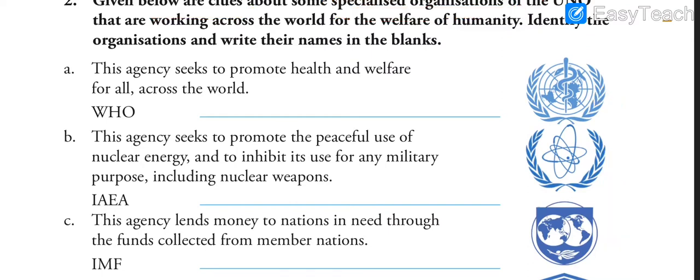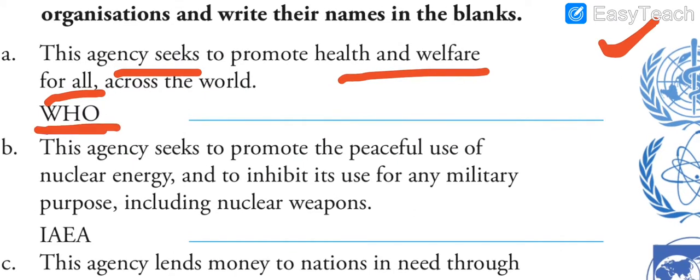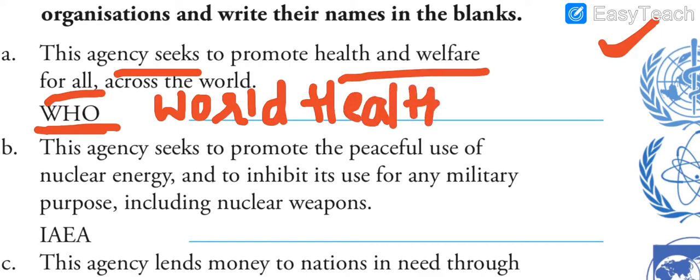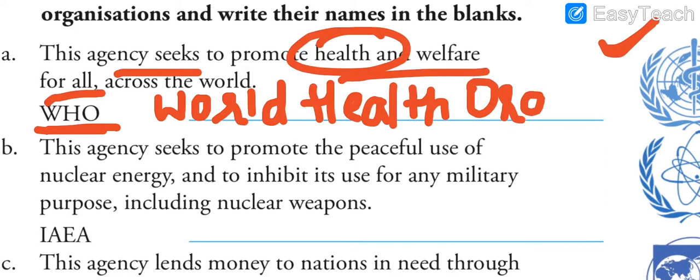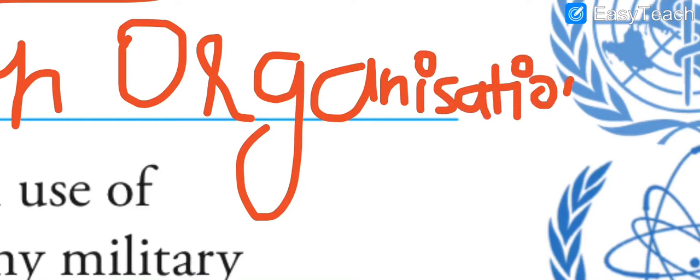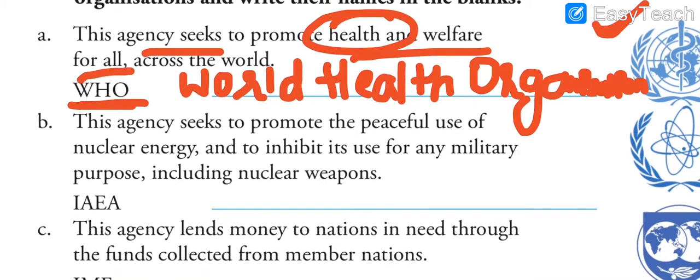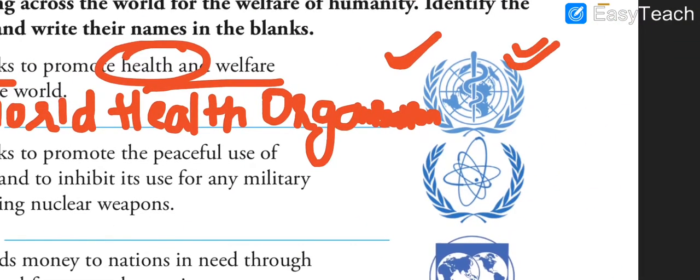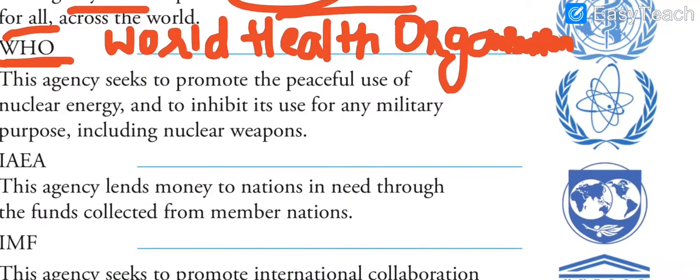So let's start. First is, this agency seeks to promote health and welfare for all across the world. Right now this is very much in the news, students. WHO, because of the situation of COVID-19, it is none other than the World Health Organization. As you can see the word health, so it is World Health Organization. World Health Organization seeks to promote the health and welfare of all across the world. Here you can see their logo as well. You must have seen this in the news also.